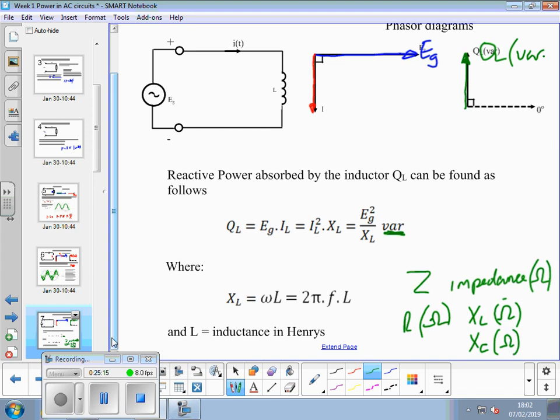But those are all complex values. The angle's important. And changes with frequency are a key point, because once you involve any component that's reactive, that value XL is going to change if frequency changes. More about that later.